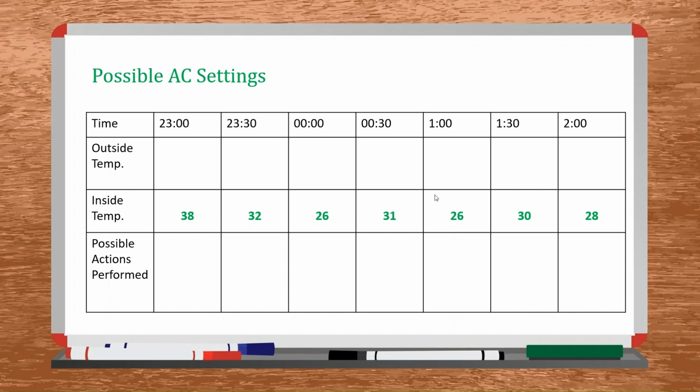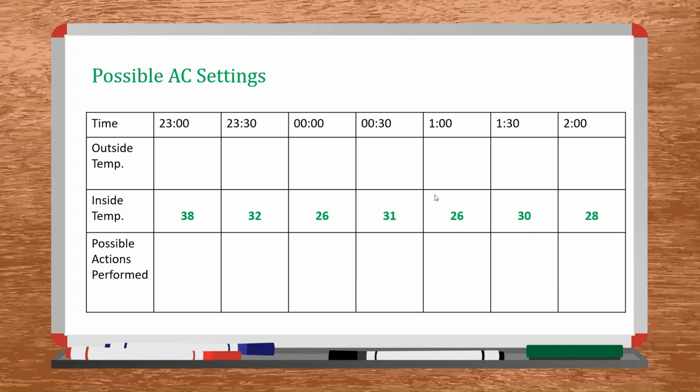What I have done is I have tabularized all the information that we have. So we have all the temperatures for all the half an hour slots inside temperatures. For example, at 11 p.m. the inside temperature is 38. Now, what we will be doing is determining what possible actions were performed on the AC to reach all these inside temperatures.